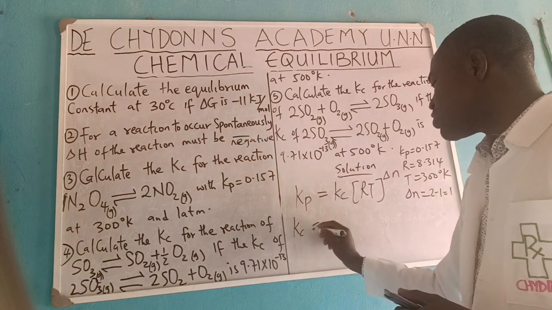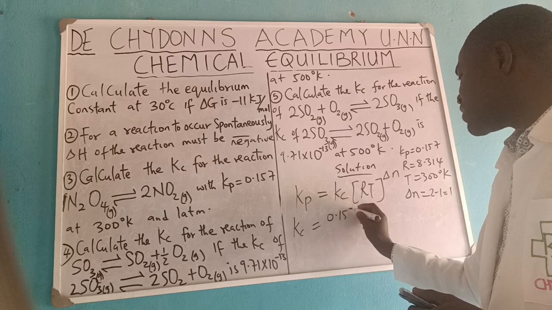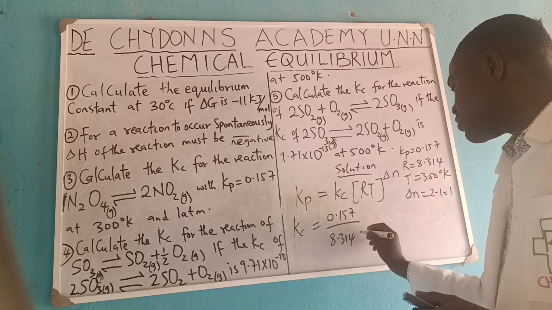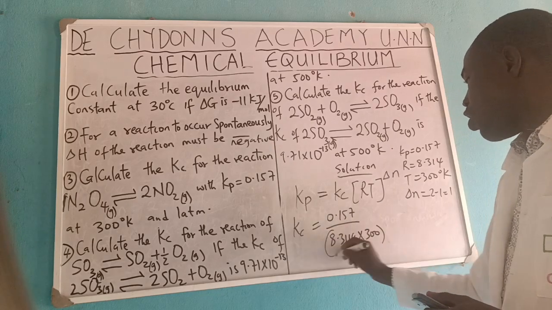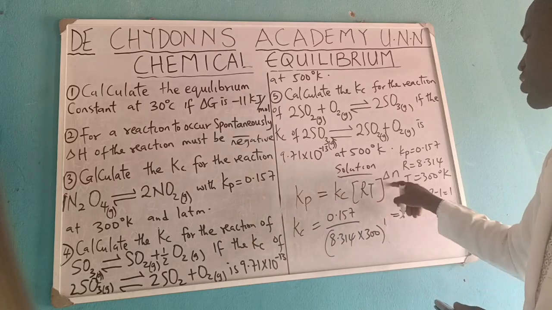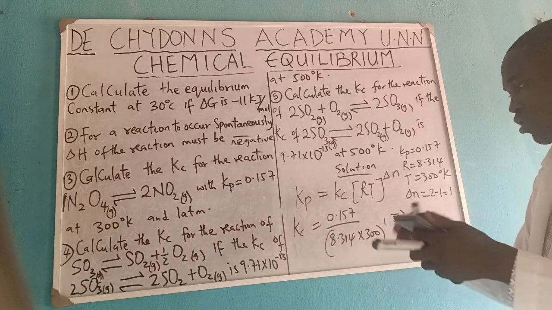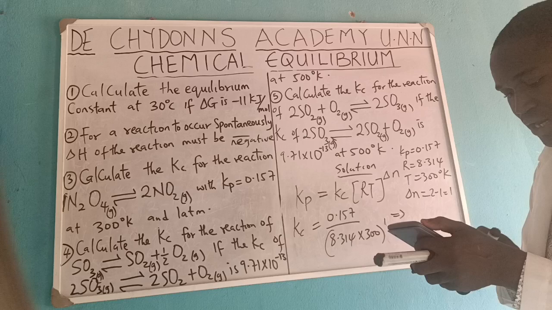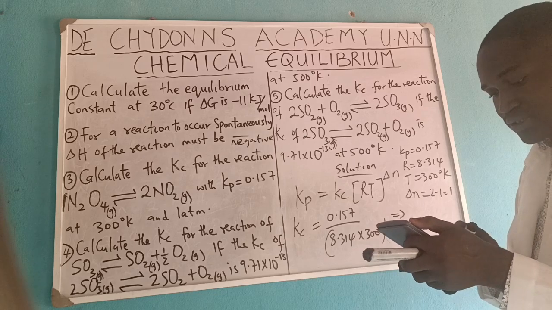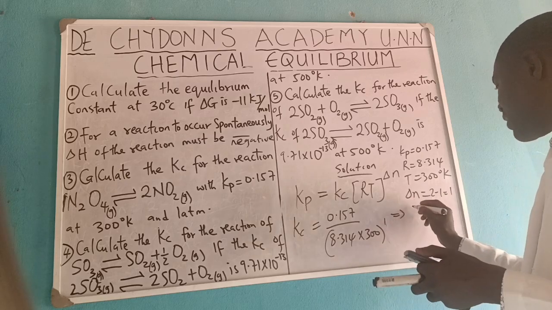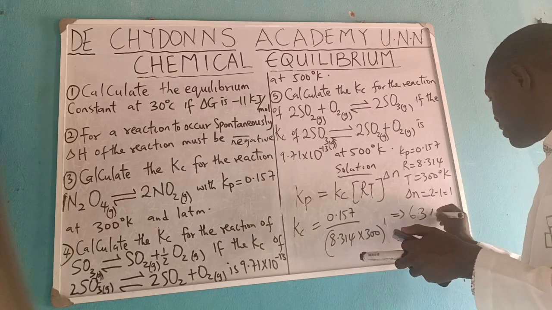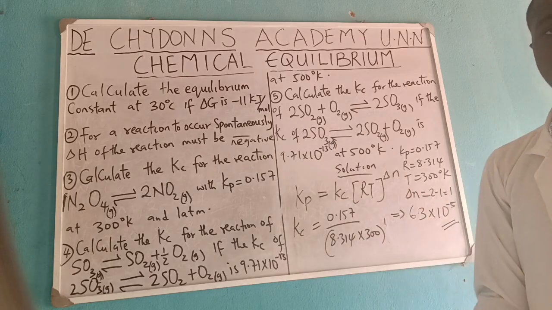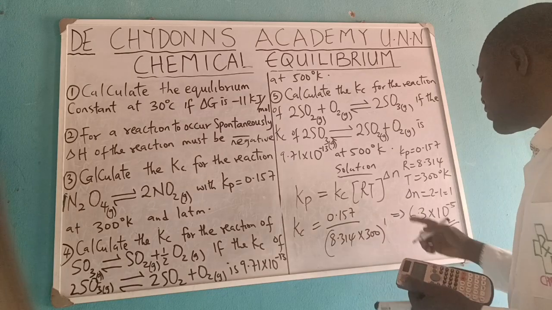That means my Kc, making it subject of the formula, is Kp, 0.157, all over RT raised to the power of this: 8.314 times 300, all raised to the power of 1 because the power is 1. Okay, I will go to my calculator again. 0.157 divided by bracket 8.314 times 300. I am getting 6.3 times 10 raised to the power of minus 5. Please use your own calculator and compute your own. Let's see what you get in the comment box.